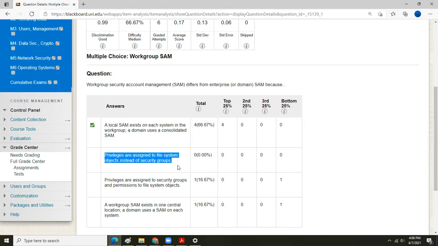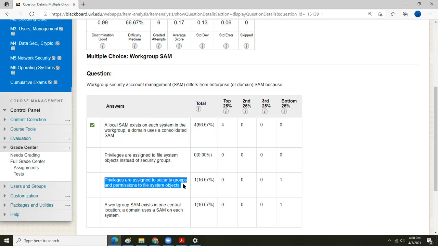This business about privileges are assigned to file system objects instead of security groups, and privileges are assigned to security groups and permissions.